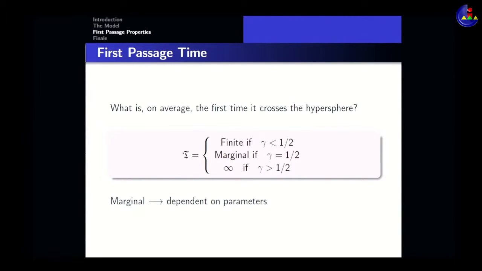What happens in the critical case? Exactly when the expansion of space is the square root of time, then we have a marginal result. What do I mean by marginal? Well, things are no longer universal, and they depend on the parameters of our model. To be simple, not precise, they depend on the diffusion constant. If the diffusion constant is large enough, and we have made completely precise what I mean by large enough, then this passage time will be finite. However, if the diffusion constant is small enough, then this mean first passage time will be divergent, will be infinite.